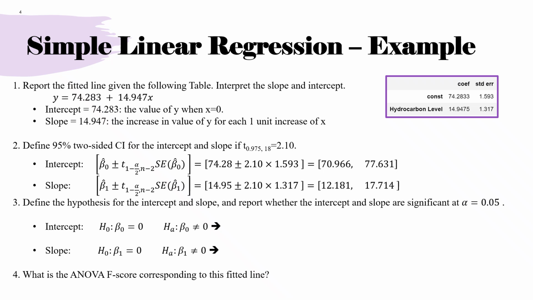Question 3 is asking us to perform hypothesis tests for the intercept and slope and report whether the intercept and slope are significant at 0.05. Please pause the video here and take a moment to answer question 3.